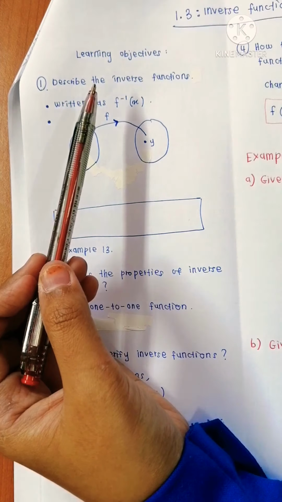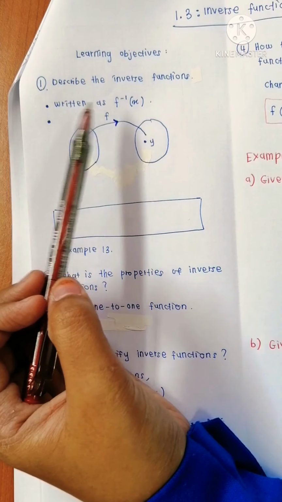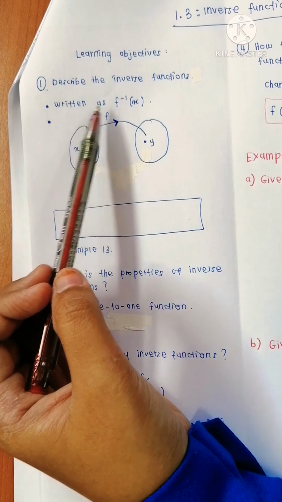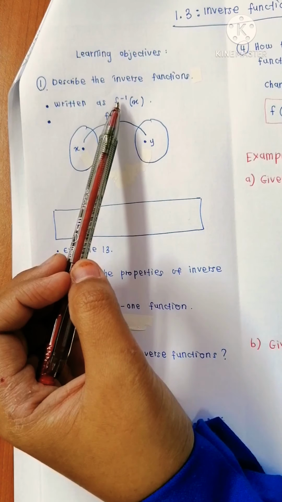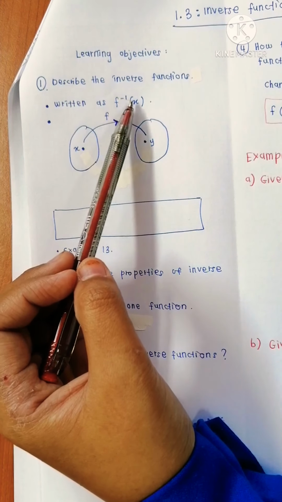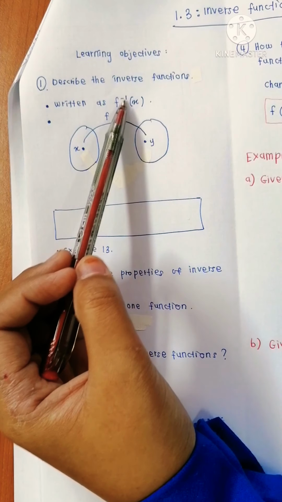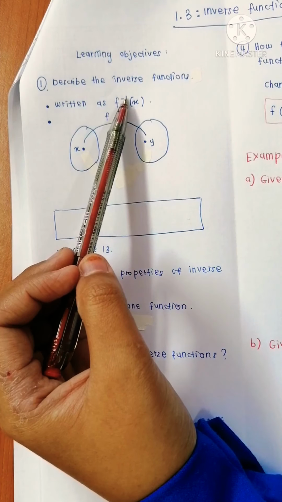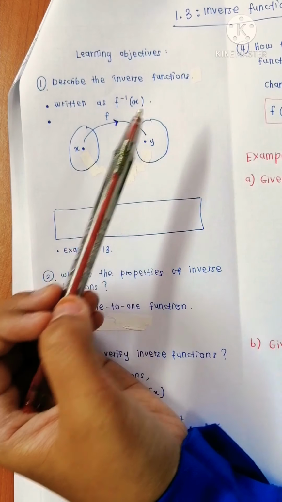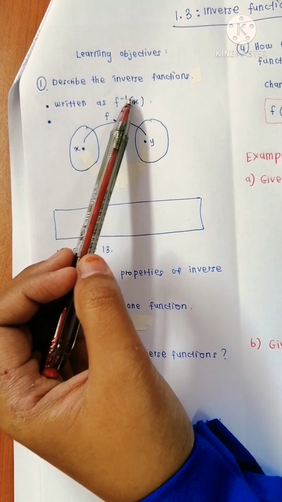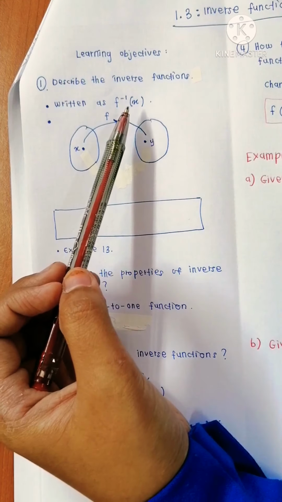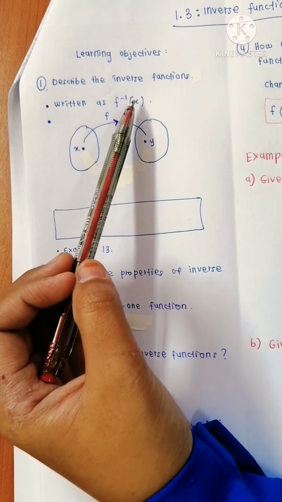The first thing that you need to know is that the inverse function is written as f inverse of x, with the power of -1 here. Inverse function of x, we call it inverse function f of x.